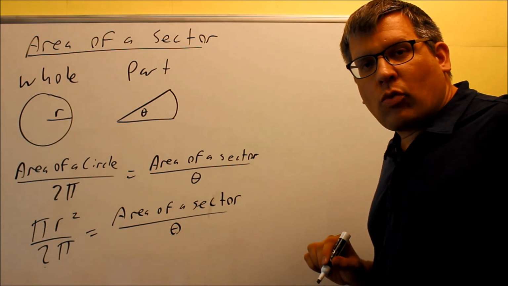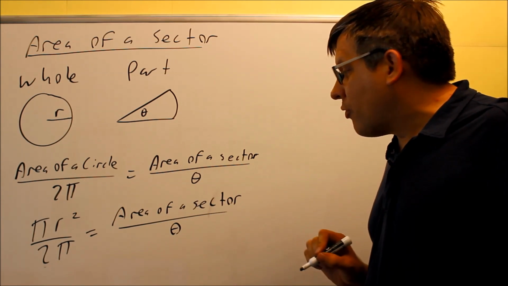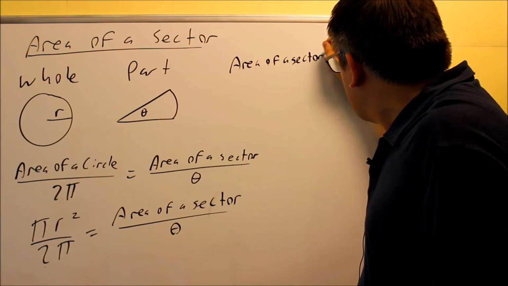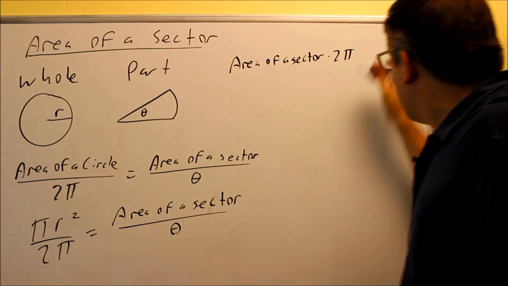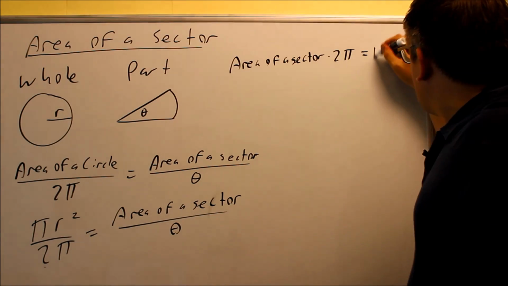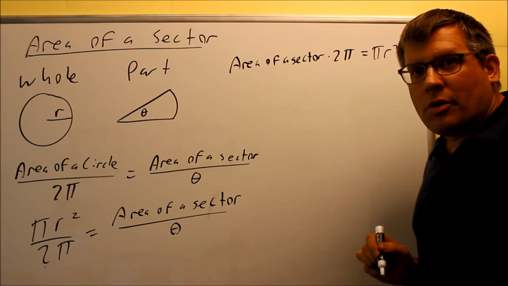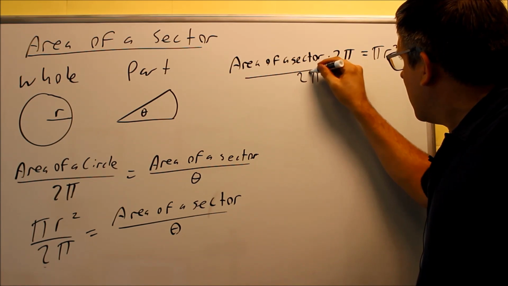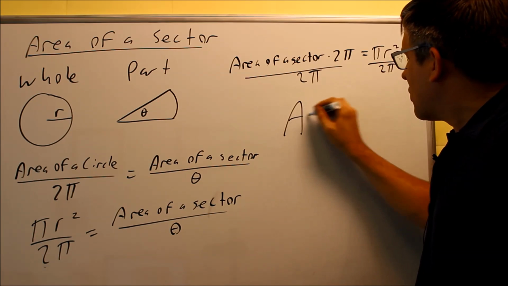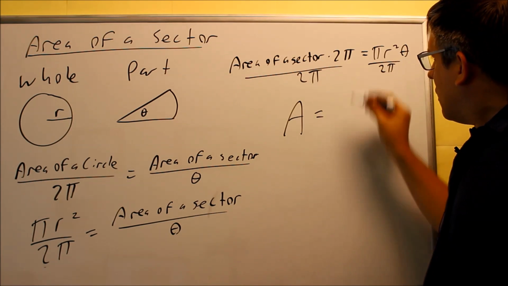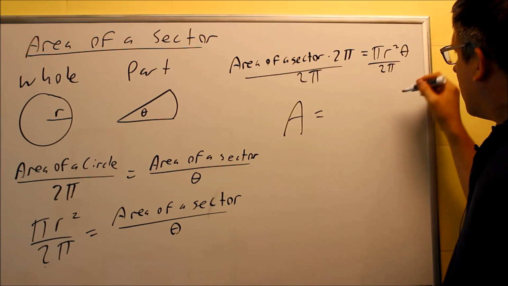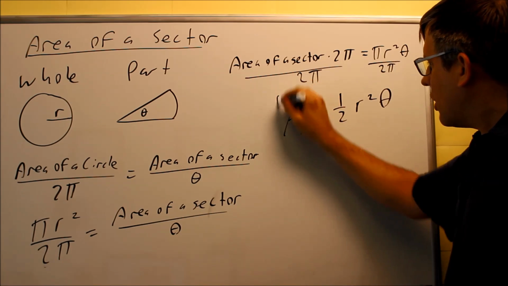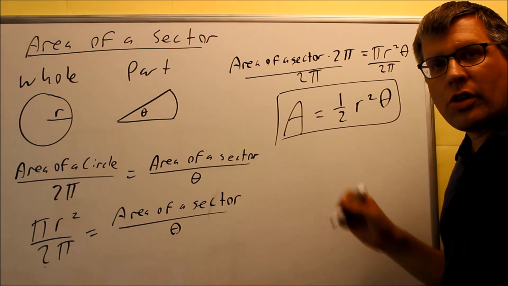What I now want to do is cross multiply, and eventually solve for the area of a sector. So I've got area of a sector times 2 pi, that's this part, equal to pi r squared theta. Now I want to solve for the area of a sector, which means I divide both sides by 2 pi, and then I get the area of a sector, I'll just call it big A. The pi's cancel, and you get 1/2 r squared theta. So this right here is the formula that we're going to use for the area of a sector.